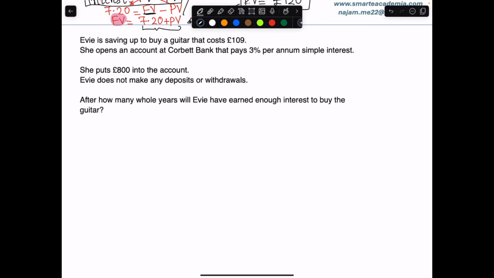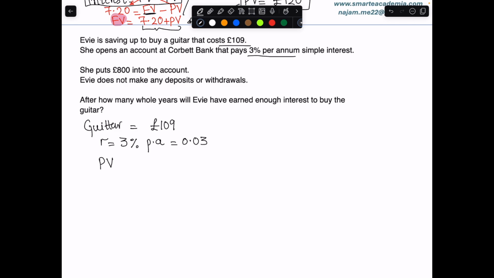The next question says that Evie is saving up to buy a guitar that costs 109 pounds. So the cost of the guitar is 109 pounds. She opens an account at Cobra Bank that pays 3% per annum simple interest. So my simple interest in this case is 3% per annum, which is basically 0.03. She puts 800 pounds into the account, which means the present value in this case is 800 pounds. Evie does not make any deposits or withdrawals, which means she does not withdraw or deposit any more money in the bank. After how many whole years will Evie have earned enough interest to buy the guitar?